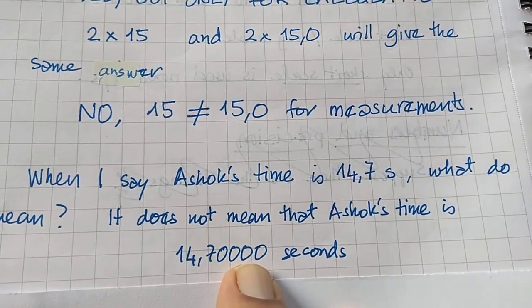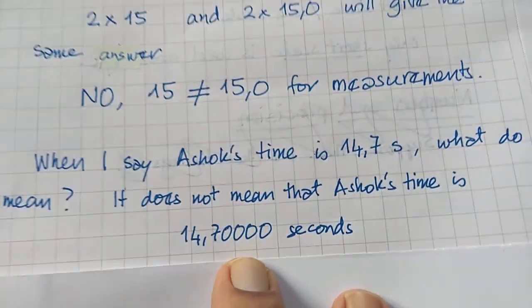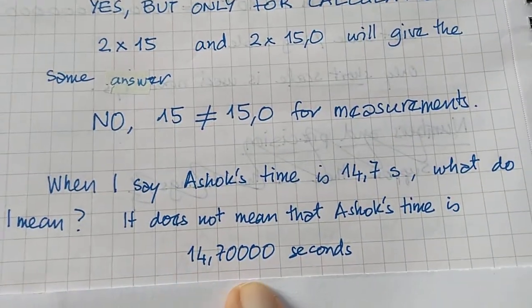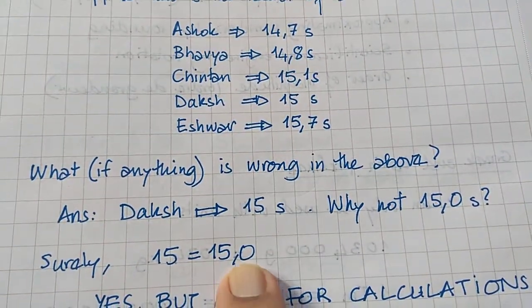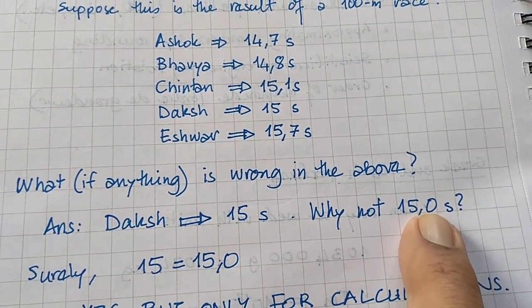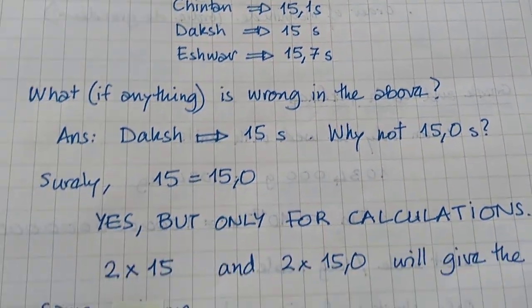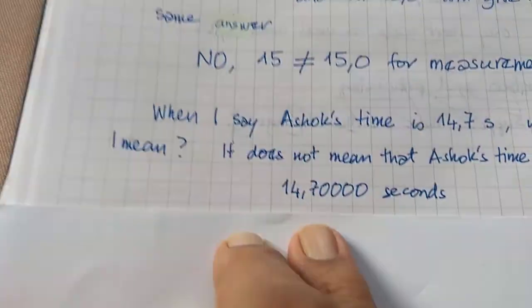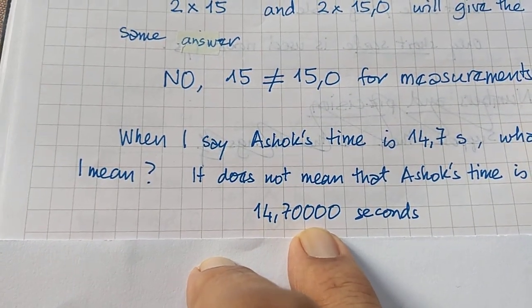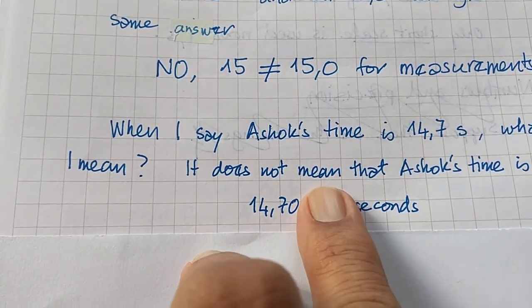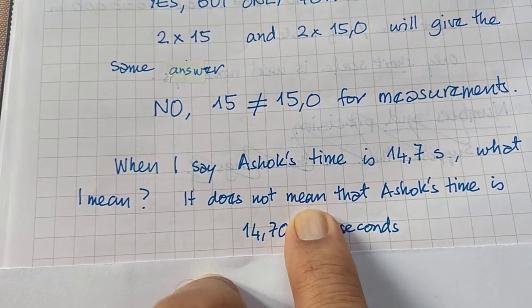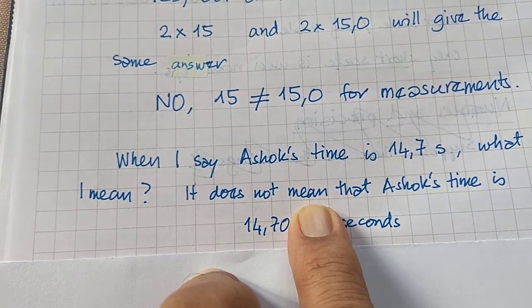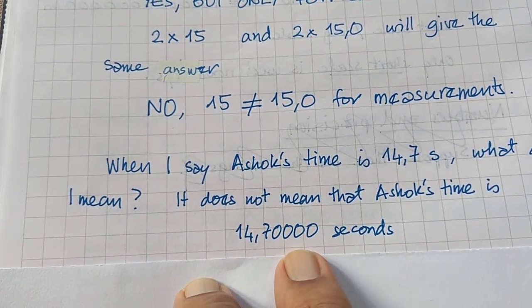And to find out why, let's take another example. For the moment we leave it. So similarly, as I say that 15 is not equal to 15.0, similarly I am saying 14.7 is not equal to 14.70000, or even 14.7 is not equal to 14.700. I'm covering these 3 zeros, and only 14.7 is there.